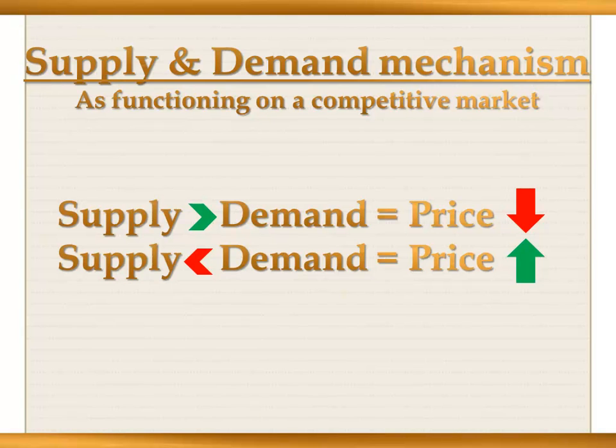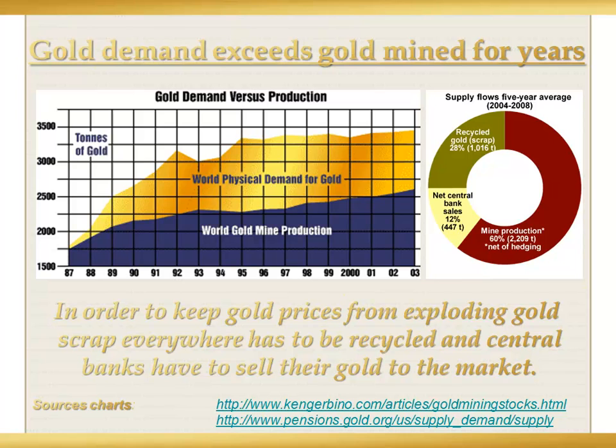So when there is less supply than demand, prices will go up, and when the supply is larger than the demand, prices must come down. So when gold prices go up, the demand for gold exceeds the supply. Now have a look at this supply and demand chart.